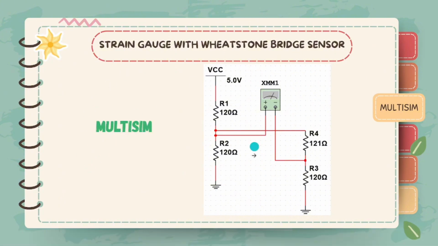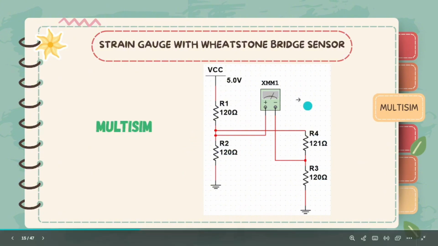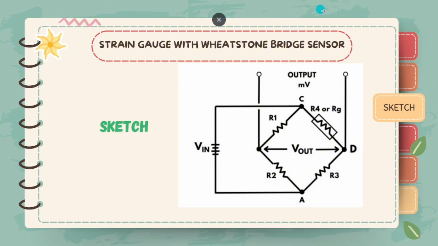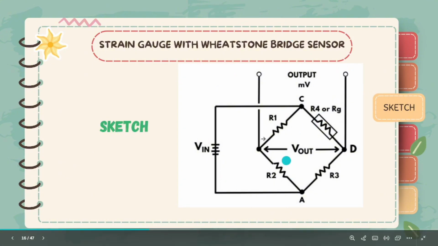In the Multisim design, as I said, we have R1, R2, R3, R4. The meter will measure between R1 and R2, and also between R4 and R3. This is where we will measure our voltage, at these two middle points. This is the Multisim part, and this part is the sketch. In Multisim it's very hard to draw like this, because we cannot turn the resistor this way.